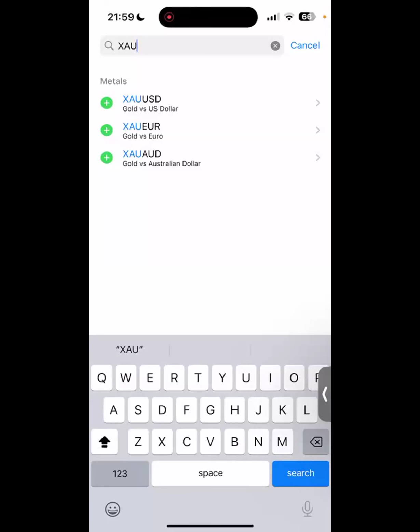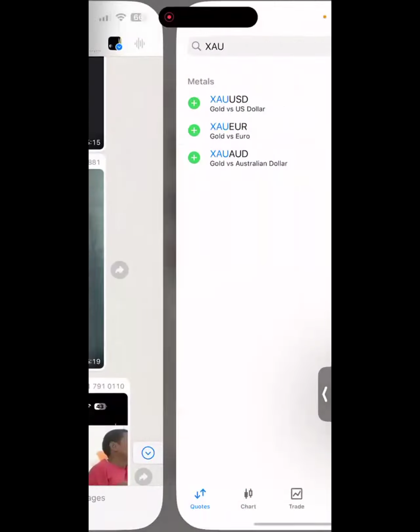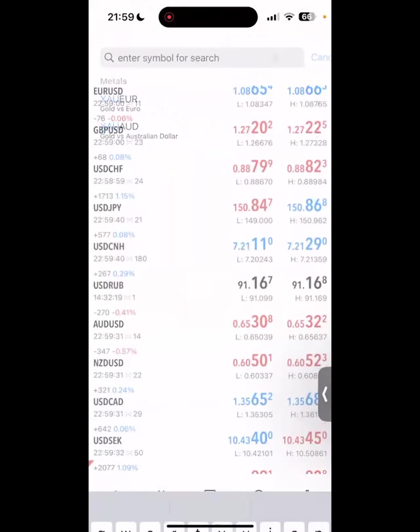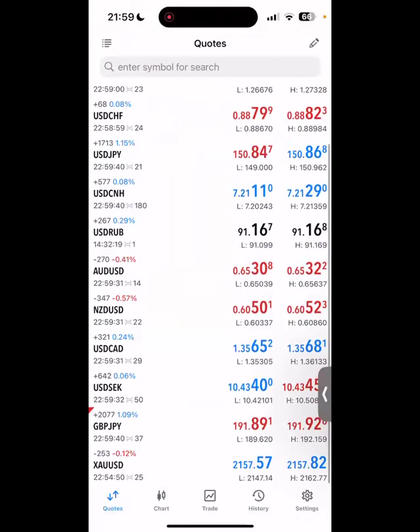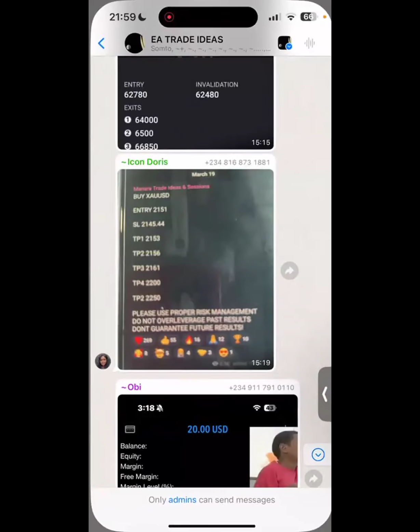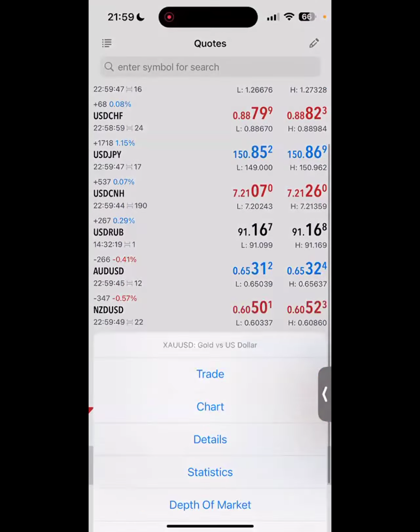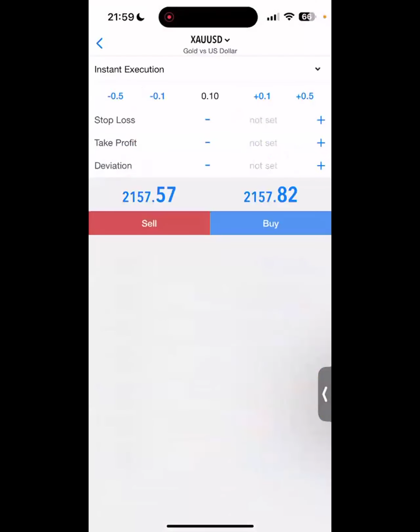So you come to your trade, you choose the pair, right? If you don't have it, you search for it, you click this plus sign to add it. So yeah, then you go back to your quotes, scroll down to check it out. You click on trade. Click on trade.